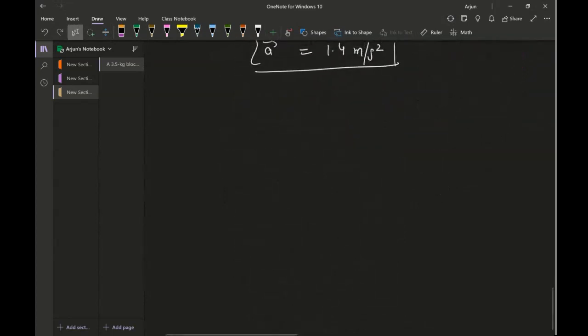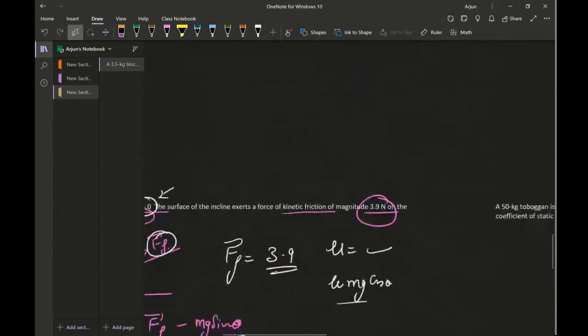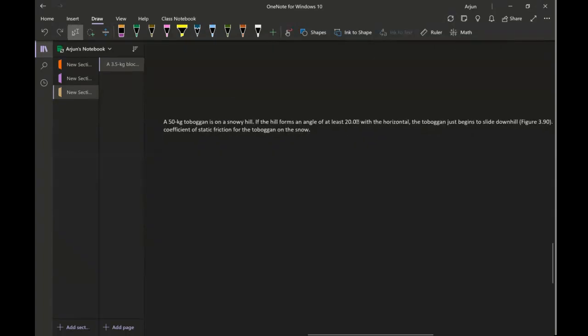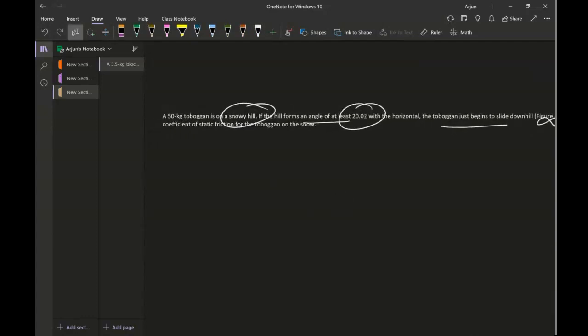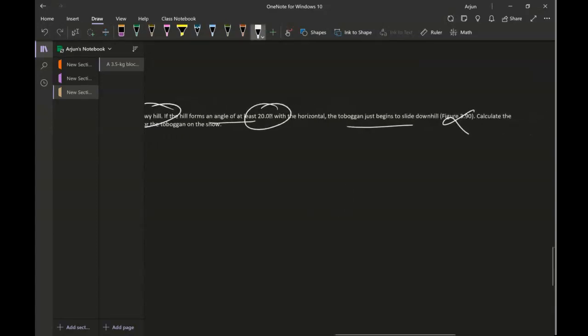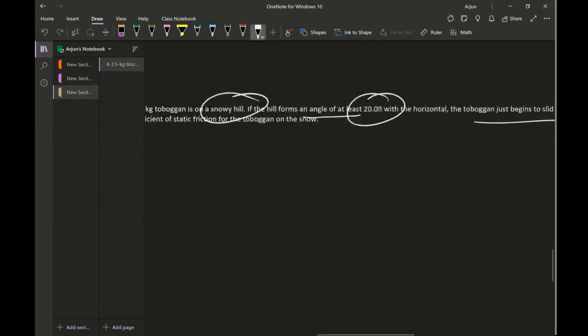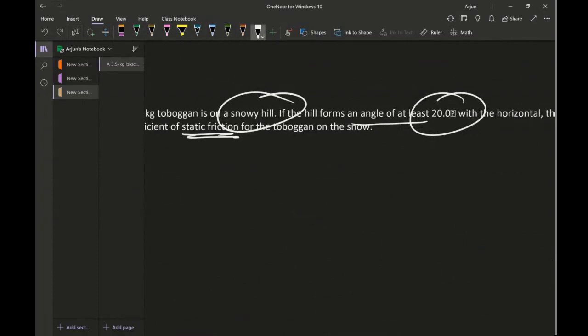Let's take another example of when the object is placed on an inclined plane. So here it is. A 50 kg toboggan on a snowy hill. The hill forms an angle of 20 degrees with the horizontal, and we are not given any figure. We will draw a figure in this scenario, and the coefficient of static friction is what we are looking for. Now there is a new term involved, static.